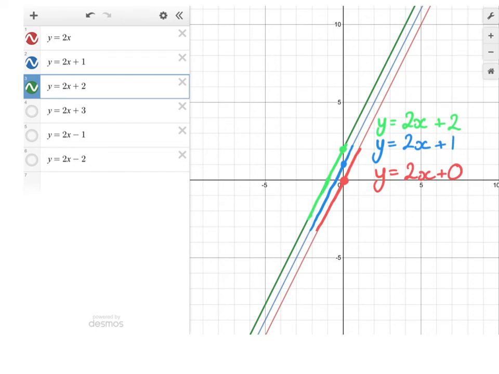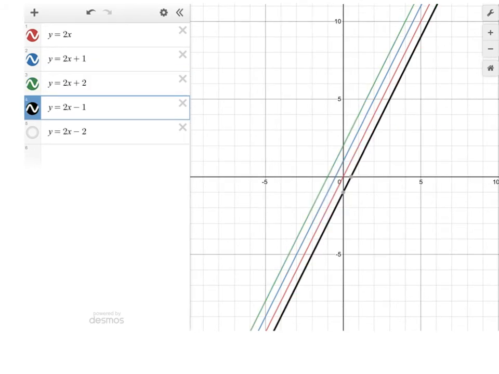So we now know that this number here is our steepness for our line, so they've all got a steepness of 2, and the plus 0 in this case means that it goes through the y-axis at 0. The next one, when it's got a plus 1 on the end, crosses the y-axis at 1. And this one here crosses over the y-axis at 2. So we're just going to have a wee look at a few more of these to make sure that's right.